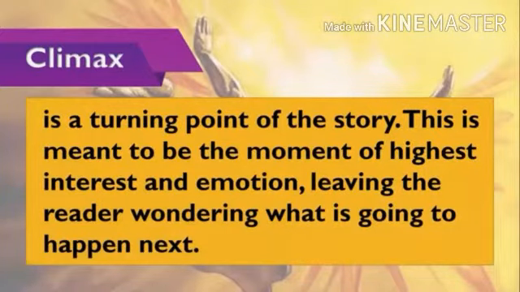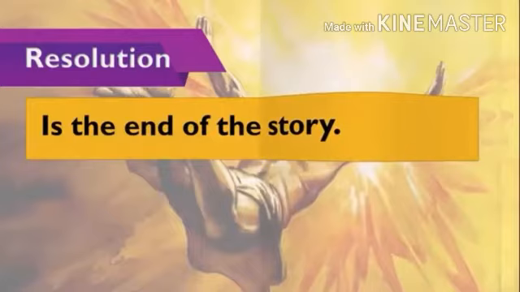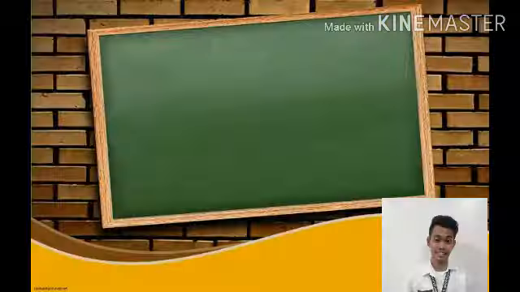Climax. Climax is a turning point of the story. This is meant to be the moment of highest interest and emotion, leaving the reader wondering what is going to happen next. Falling action. Falling action occurs when events and complications begin to resolve. The resolve of the actions of the main characters are put forward. Next is resolution. Resolution is the end of the story.